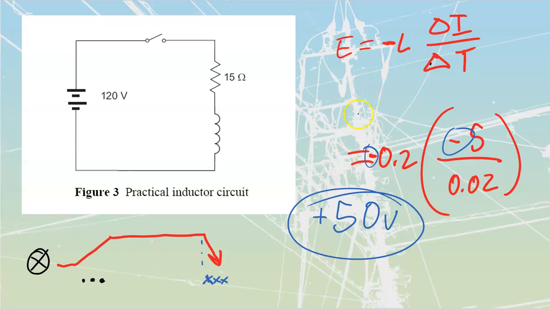So basically, if you want a short form of what we've just covered: when the current is rising, it's going to fight against that rise by putting voltage back in the opposite direction. When the current is falling, it is going to fight against that fall by putting voltage through in the same direction.